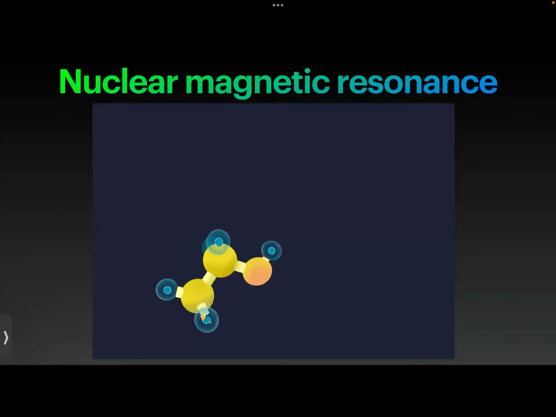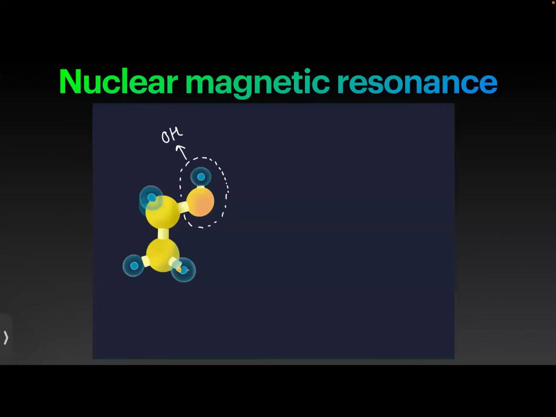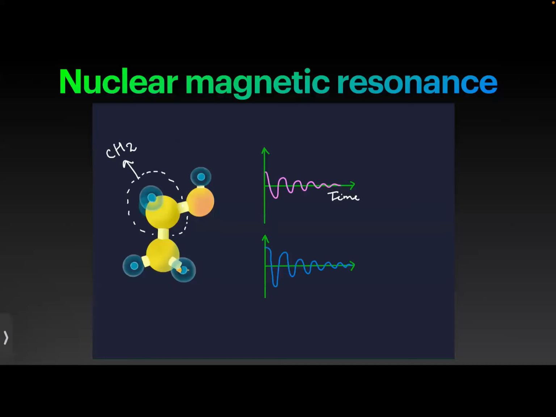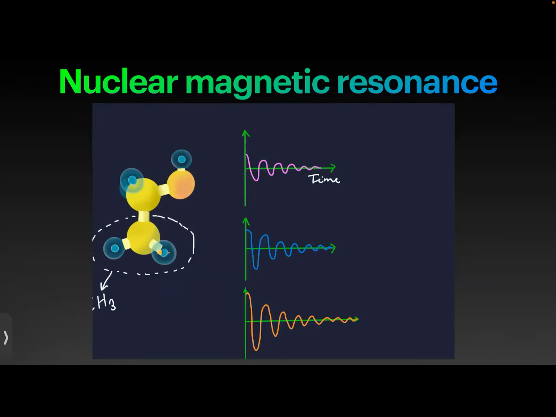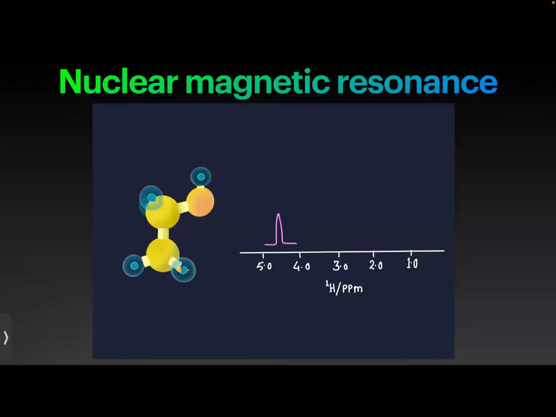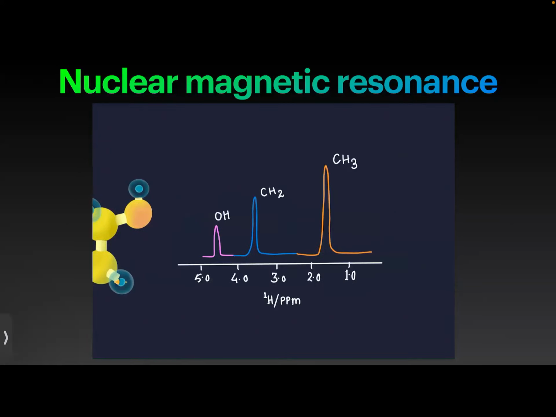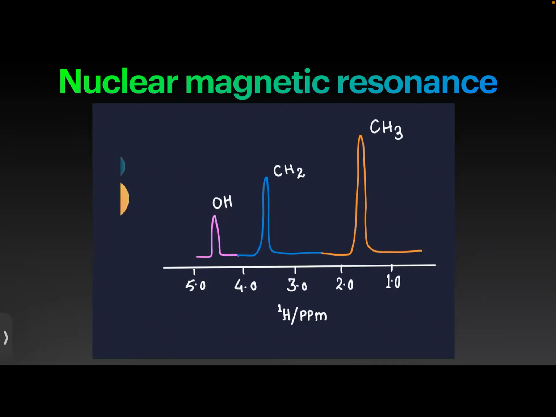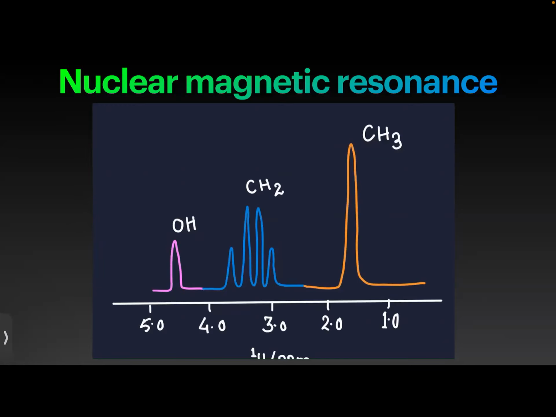So if we put a radio frequency, then OH will give a signal in the time domain, similarly CH3, similarly CH2, and then we will do the Fourier transform. In the frequency domain, we will get three signals. We will check the chemical shift, and according to the different environment, they will split. The CH2 will split into 4 parts, and the CH3 will split into 3 parts.